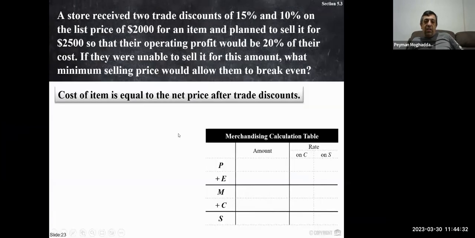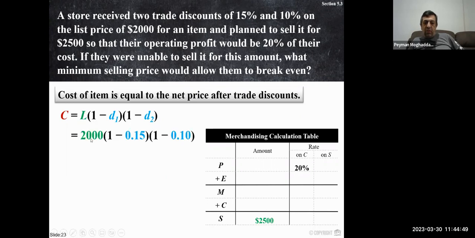As we said here, we need to find first what the cost is. You got two trade discounts, 10% and 15%. So the cost is basically the list price multiplied by the two trade discounts, right? You learned last week how to calculate the trade discounts, right? So list price, two trade discounts, then it's going to be the net price. Net price is 1530. That's going to be the cost, right?